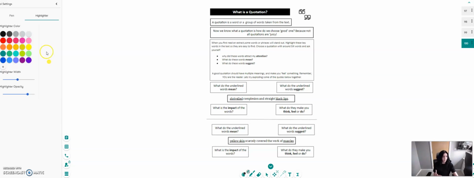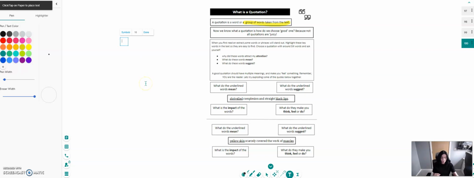So the first thing I want to tell you is what a quotation is. We've probably all heard the word, but maybe we're not entirely sure what it means. A quotation is a group of words taken directly from the text. When we use a quotation, we put it into quotation marks to show that it's not our own vocabulary, but words that we have taken from the text. And we do this like so.